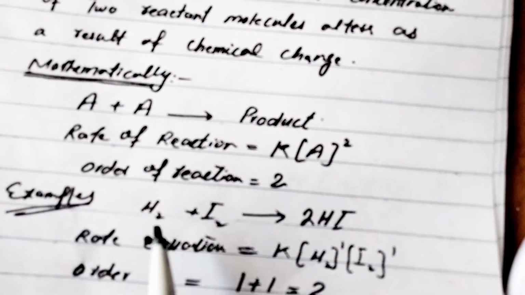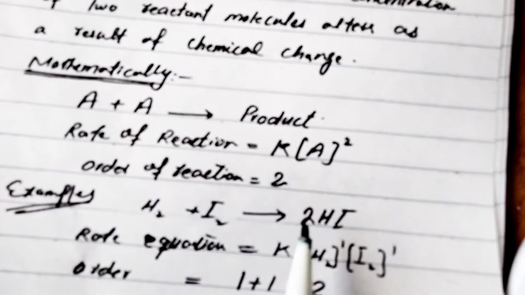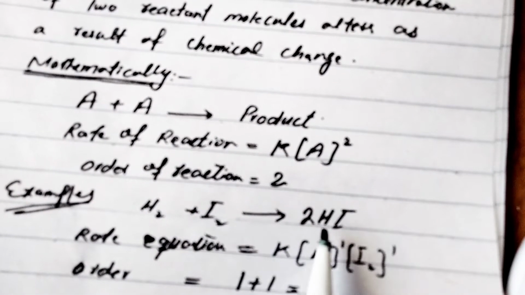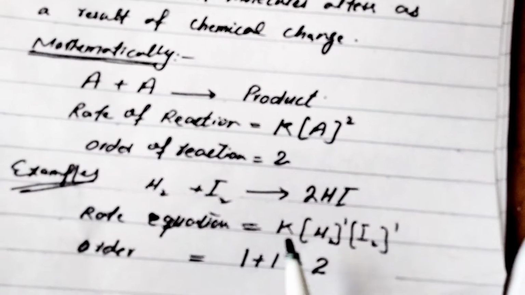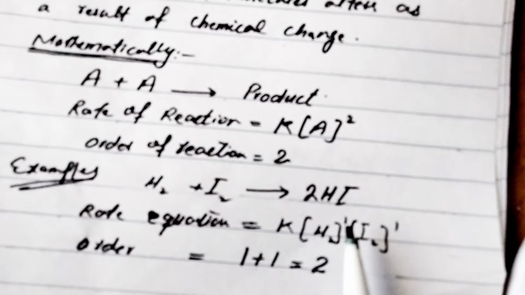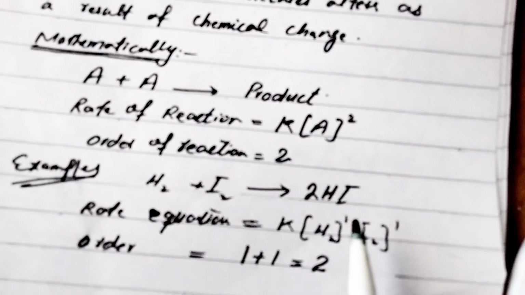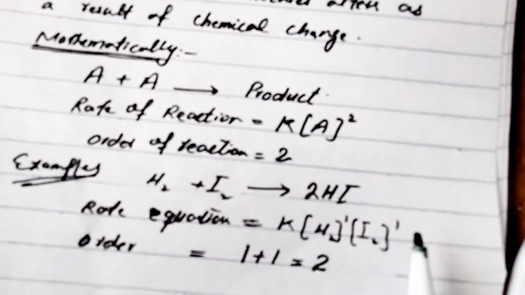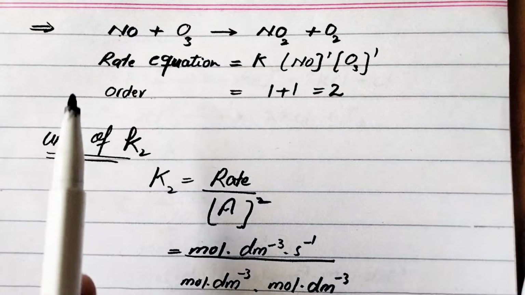Example for second order of reaction is hydrogen plus iodine. When these two reactants react, they change into hydrogen iodide. Rate equation for it is equal to K[H2][I2]. One molecule of hydrogen reacts with one molecule of iodine. So order of reaction, 1 plus 1, is equal to 2.